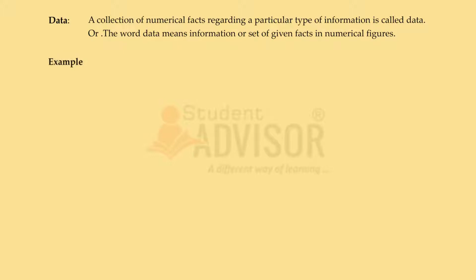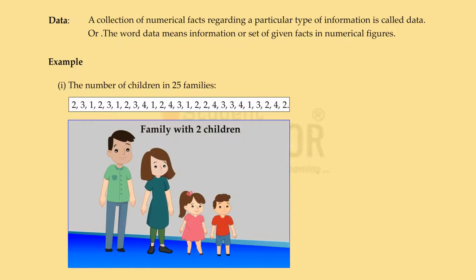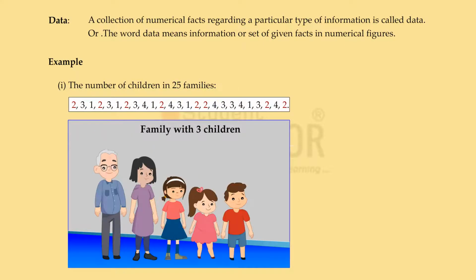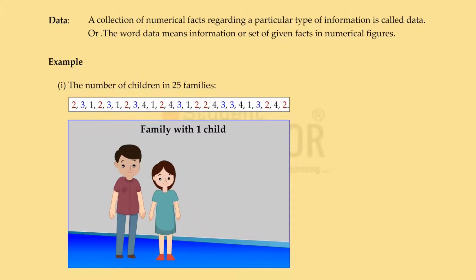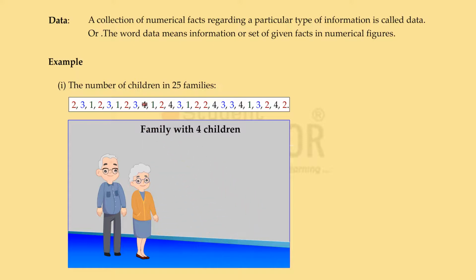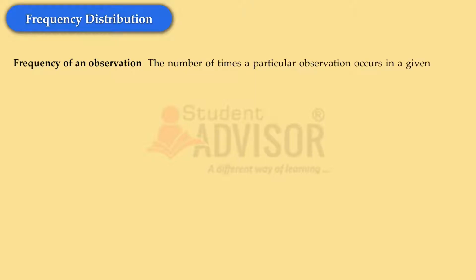Study the given example. 1. The number of children in 25 families. Family with 2 children. Family with 3 children. Family with 1 child. Family with 4 children. And so on. Frequency distribution. Frequency of an observation. The number of times a particular observation occurs in a given data is called its frequency.